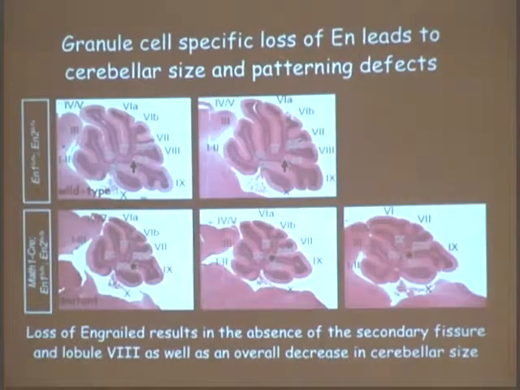However, granule cell specific loss of Engrailed leads to cerebellar size and patterning defects. The loss of Engrailed results in the absence of the secondary fissure and lobule 8, as well as an overall decrease in cerebellar size. As you can see, in the wild type the cerebellum is larger than the mutant. Here we have the secondary fissure and the 8th lobule, as well as here. And in this region, we do not see the secondary fissure nor the 8th lobule.